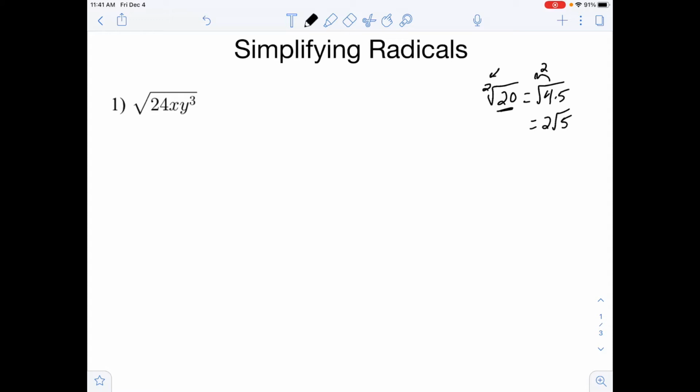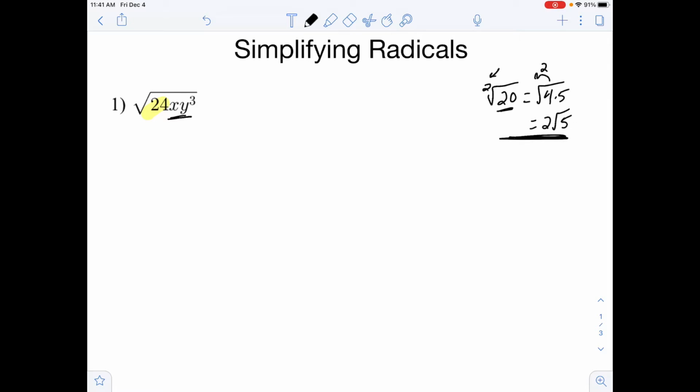Let's start off with the square root, but this time you can see we have some variables in here. We have x and y to the third. Well, the good news is that the square root of the 24, we're going to do the same way that we did over here.